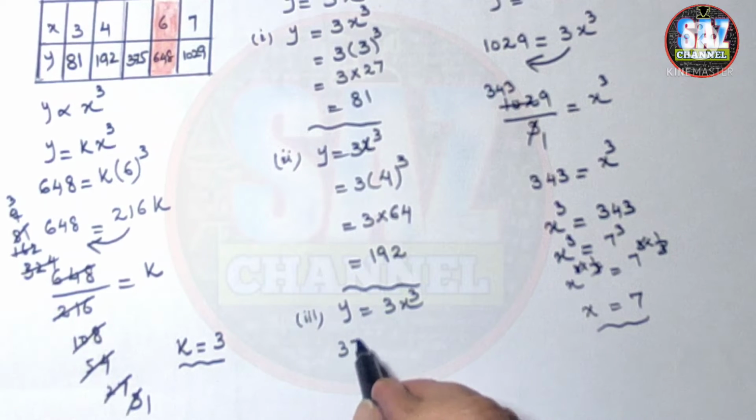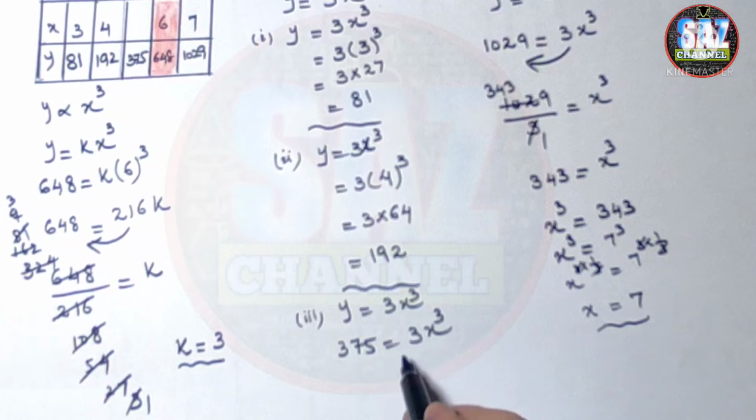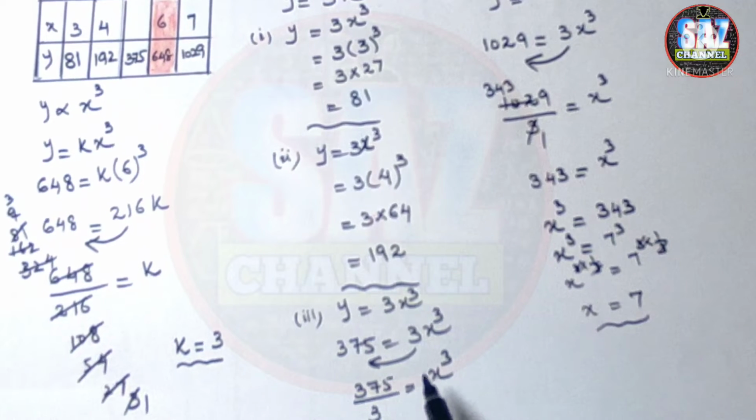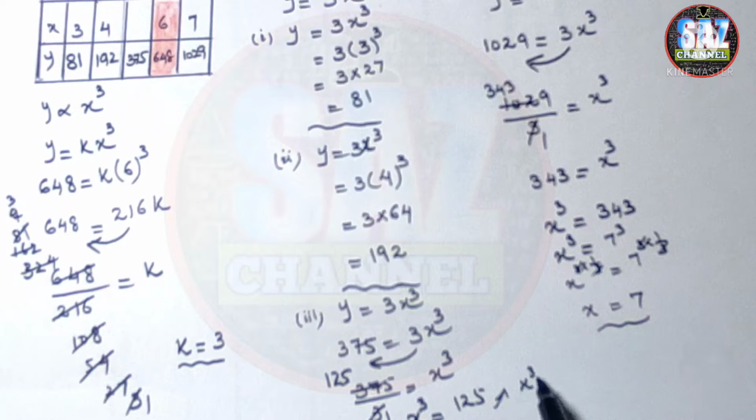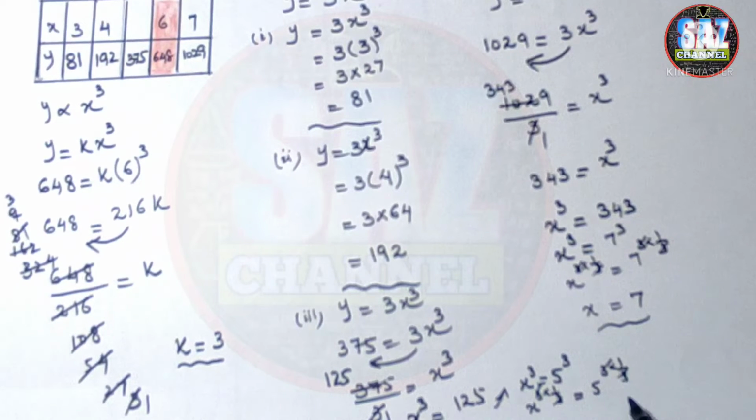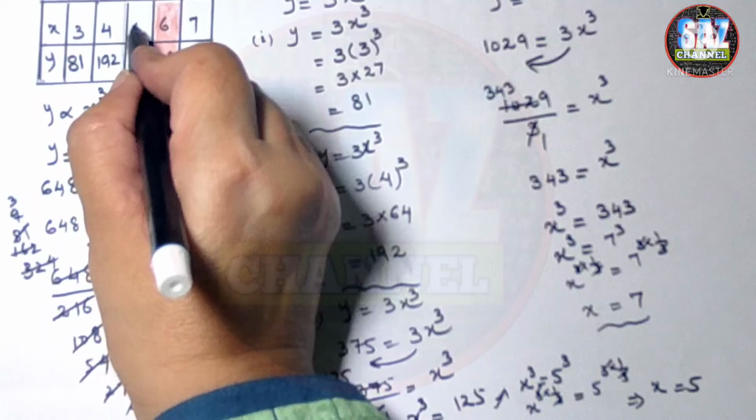Again, the relationship is y equals 3x cube. Here the value of y is given: 375 equals 3x cube. Shift 3 to the other side. 375 divided by 3 is x cube. 3 threes are 9, 3 fives are 15, so 125. So x cube equals 125. Now x cube equals 5 cube, and I have to take the cube root, so x equals 5. So for 375, the value of x is 5.